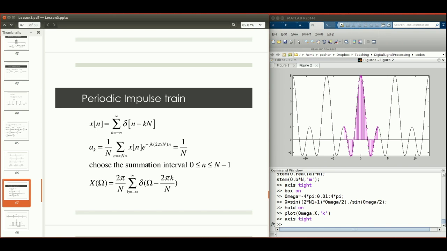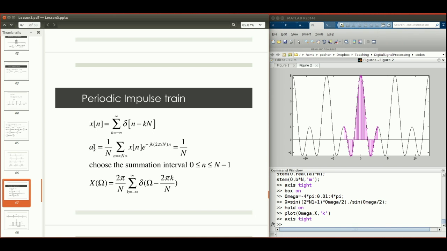If we choose the summation interval from 0 to big N minus 1, then within this interval we have just one impulse, and so the summation becomes just 1. So it's 1 times 1 divided by big N. So a_k equals 1 divided by big N.